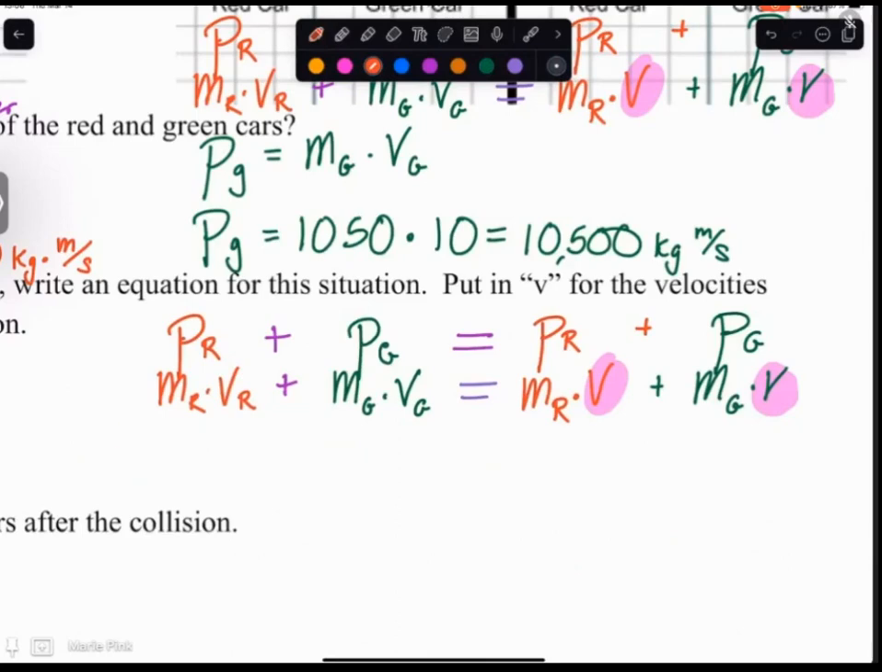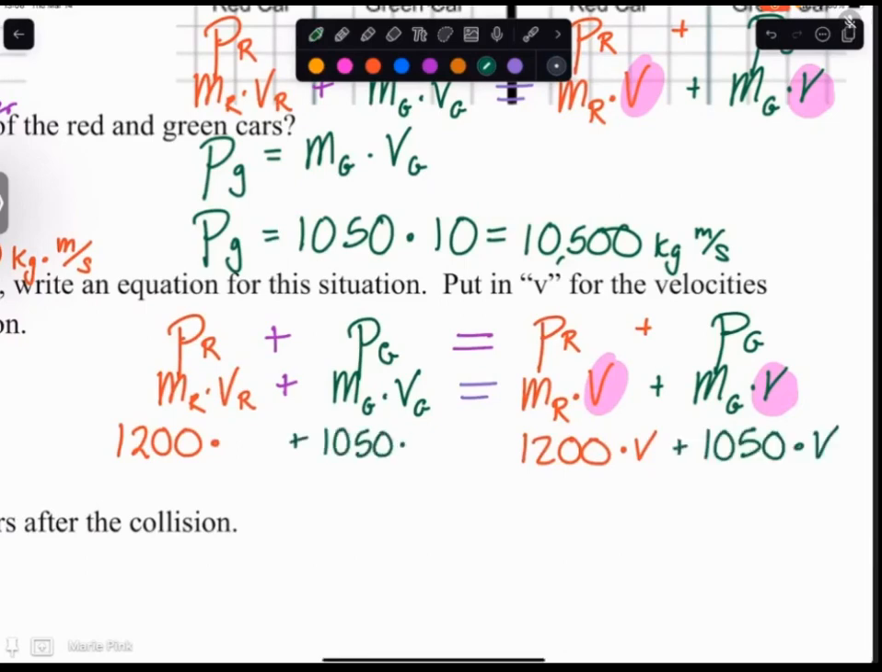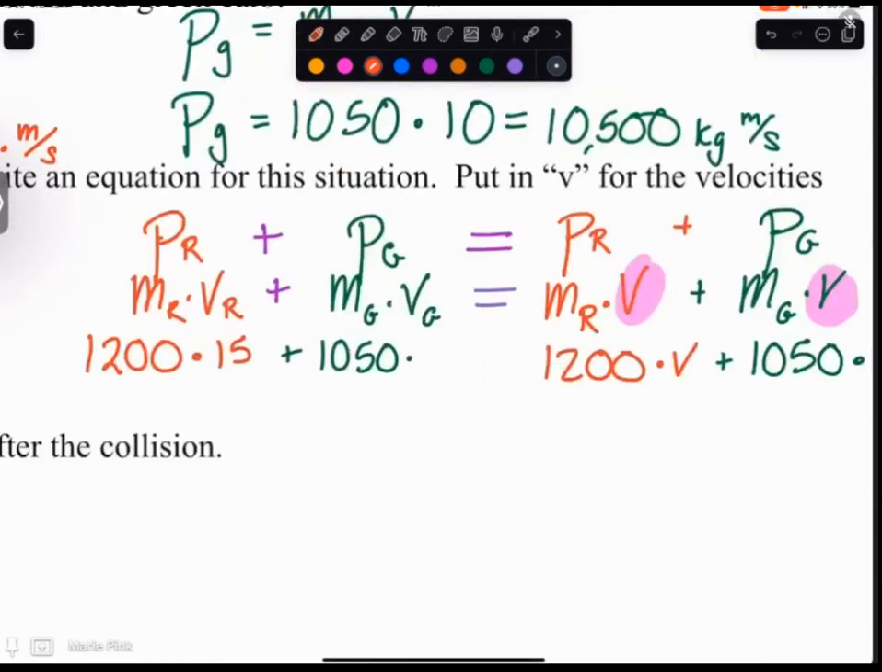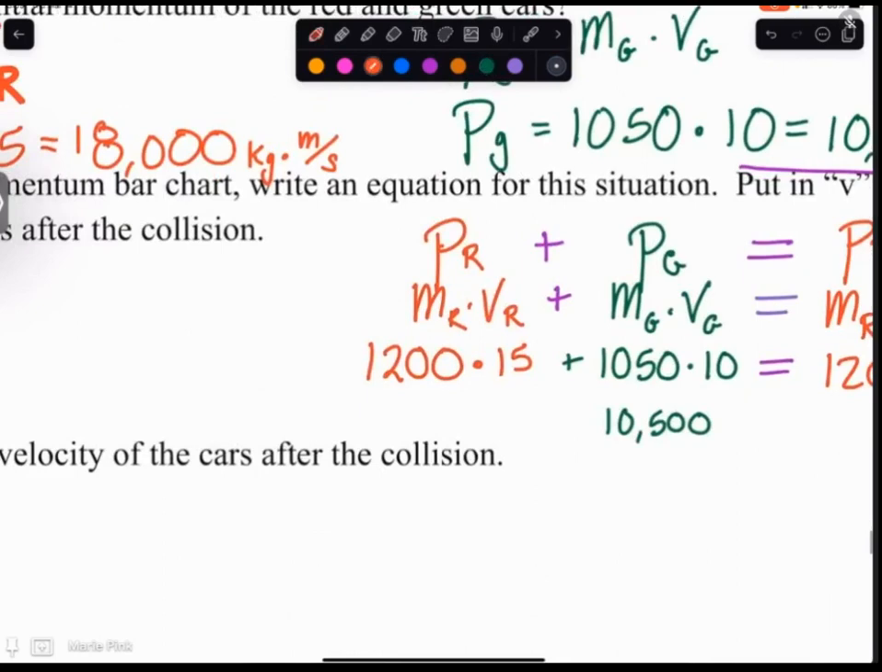The mass of my red car is 1200. Mass of my green car was 1050. And then the velocity of my red car initially was 15. And the velocity of my green car initially was 10. And I've already calculated these momentums up here in the previous part, so I could even just put these in. This is going to be 10,500, and the red one is going to be 18,000.